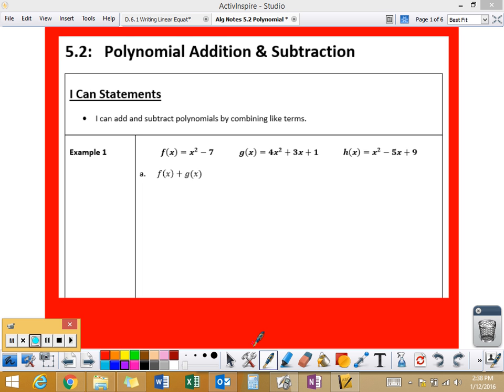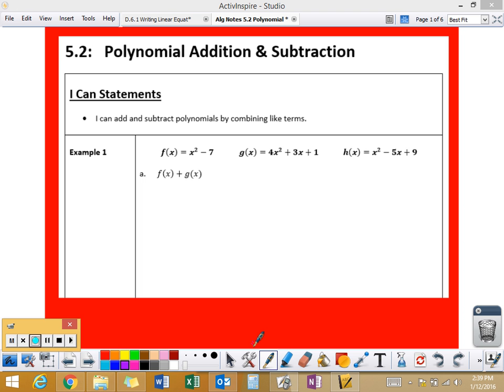So today we are on lesson 5.2 and we are going to deal with polynomial addition and subtraction. For the first few problems we're going to use the algebra tiles, so you should have those out. And we are going to use them together, okay? I'm going to do my best to show you how I would use the algebra tiles by drawing them out on the board. So the I can statement today is I can add and subtract polynomials by combining like terms.